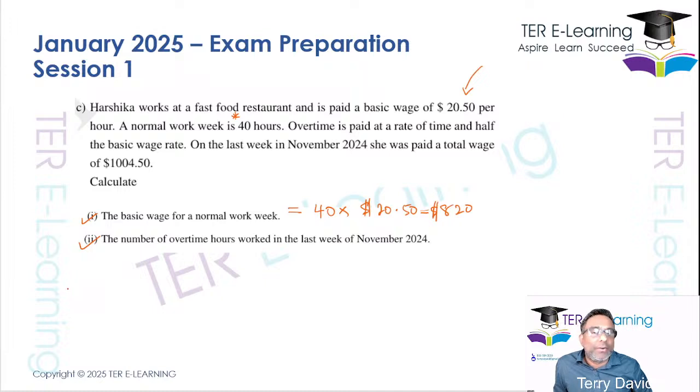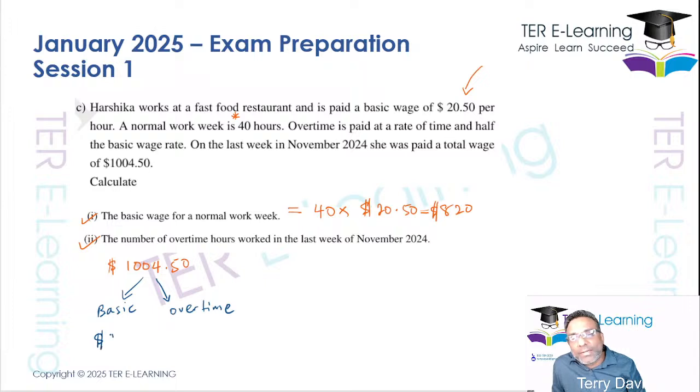Right? Part 2 now, we want to work out the number of overtime hours that she worked in the last week, right? Now this is one of those questions where students have a little trouble calculating, but here's what you need to do. We know what she's paid at the end of November, which is this figure. She's paid $1,004.50. Now what you need to remember is that number there is made up of two amounts, right? You have your basic, right? And then inside there now, you also have the overtime, right? So we already know what the basic is. The basic is actually $820, right? So whether she works overtime or not, she's being paid $820.